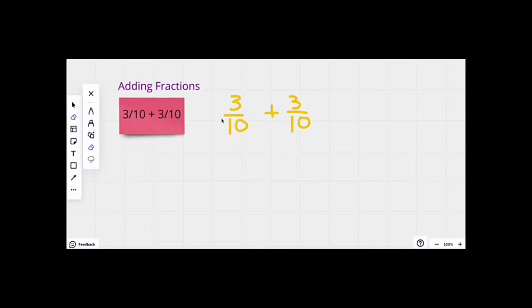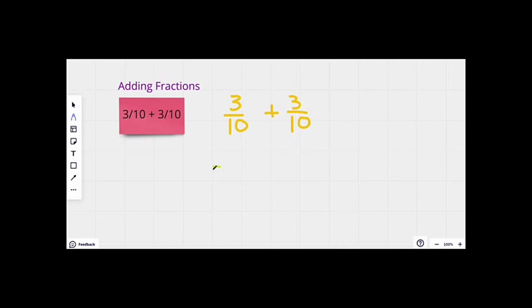What is the denominator? The denominator is this number here at the bottom of the fraction. That's called the denominator. The top is called the numerator. In order to add fractions, your denominator has to be the same. So right now we have 3/10 plus 3/10, which means we're ready to get started on adding those fractions because we already have the same denominator. Okay, so let's take that to the next step.